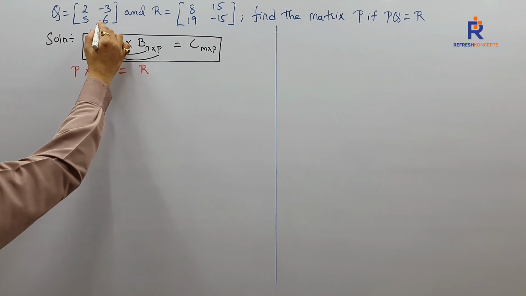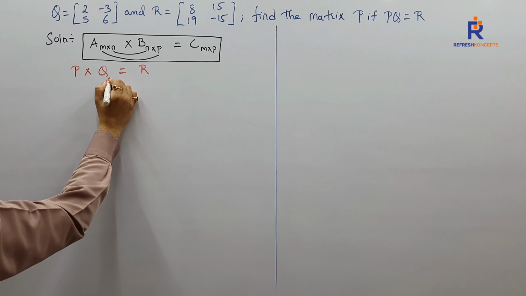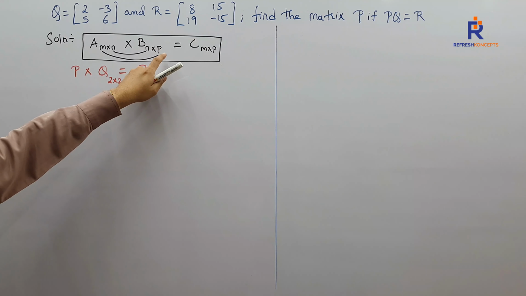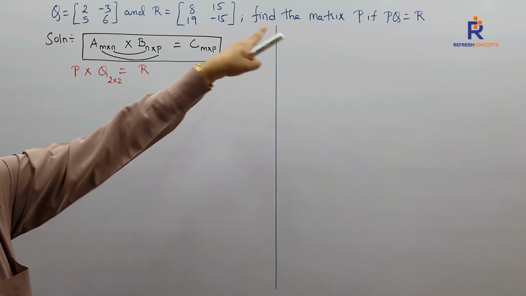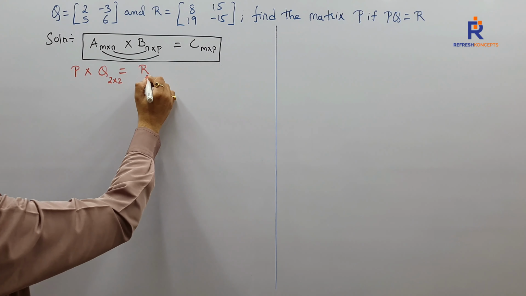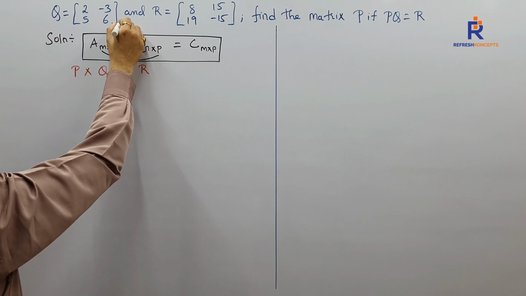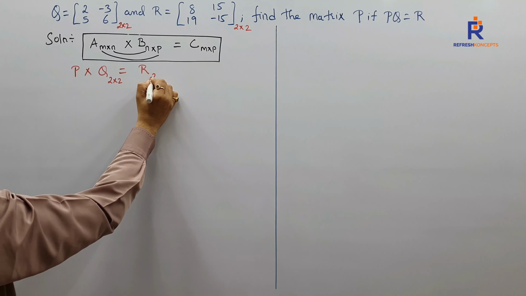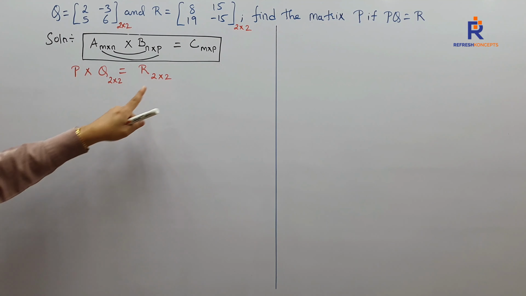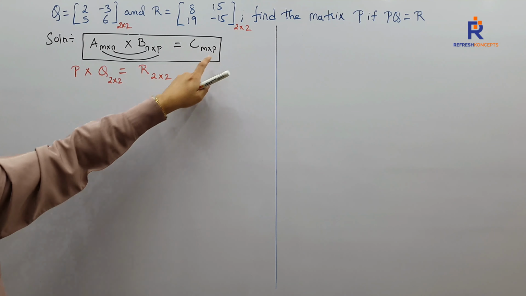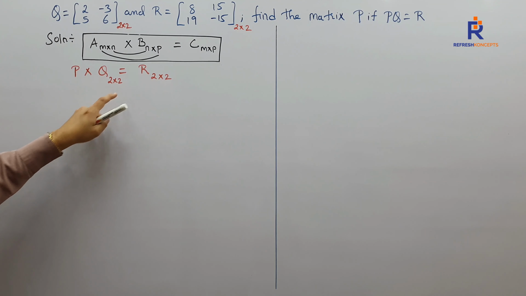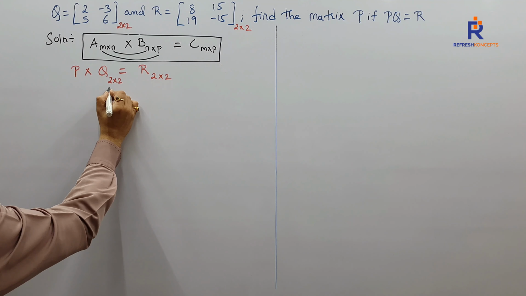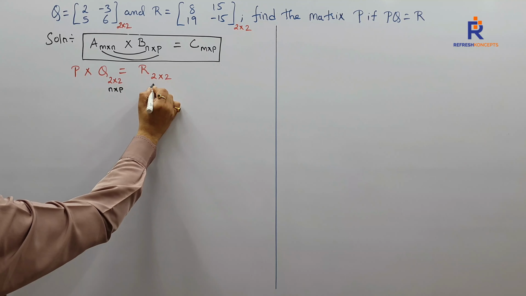So what is the order of matrix Q, children, given to us? The order of matrix Q is 2 into 2, which you can resemble as n into p. We have the resultant matrix R, which is also of the order 2 into 2. Can you check it out, please? So R is also 2 by 2. So this is m into p. Right? This is n into p. I shall write down here: this is n into p, this is m into p.